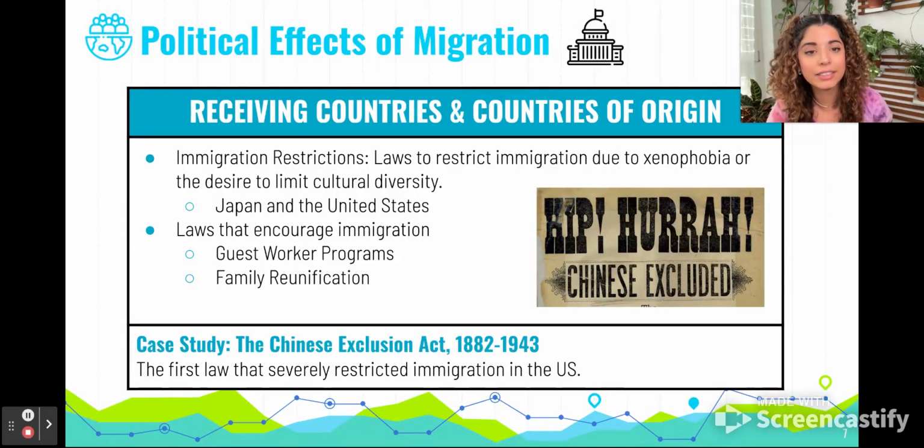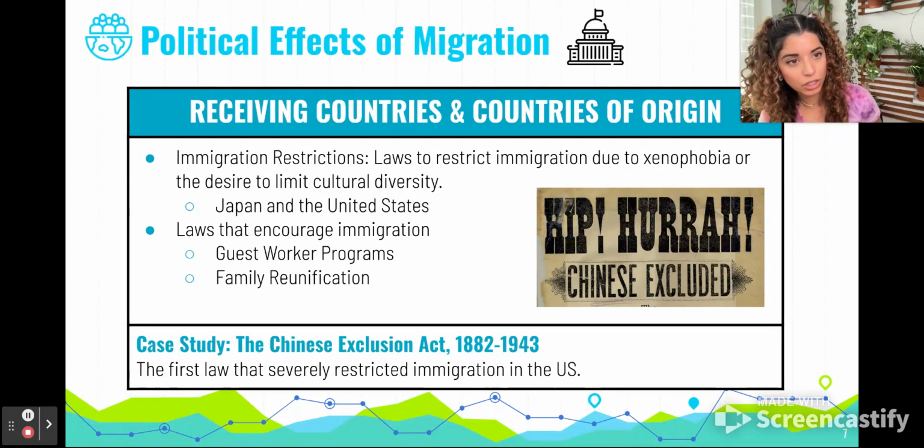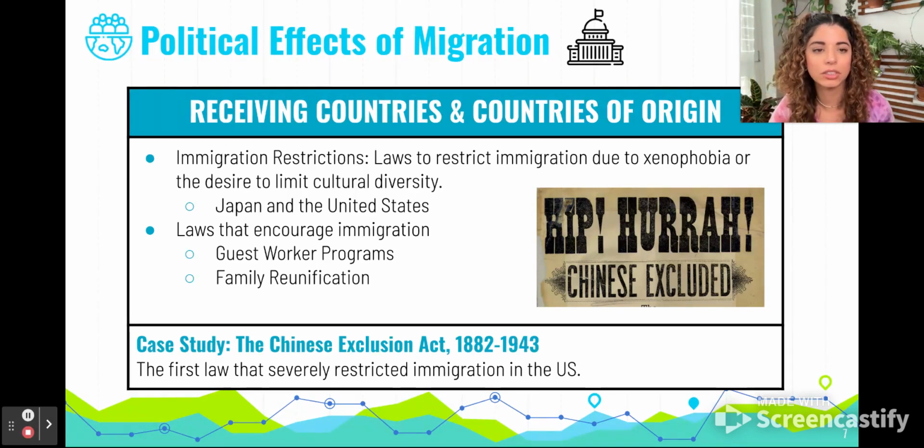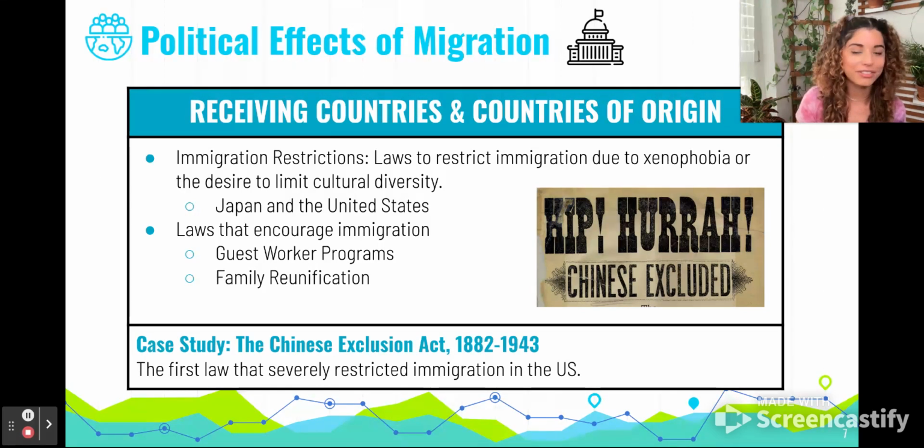And then political effects, receiving countries and countries of origin. Sometimes there's immigration restrictions, so laws that might restrict immigration, sometimes due to xenophobia, or just wanting to limit the amount of cultural diversity in a place. So Japan is part of this, the US historically as well, with their quotas. And then laws also that encourage immigration with guest worker programs and family reunification.